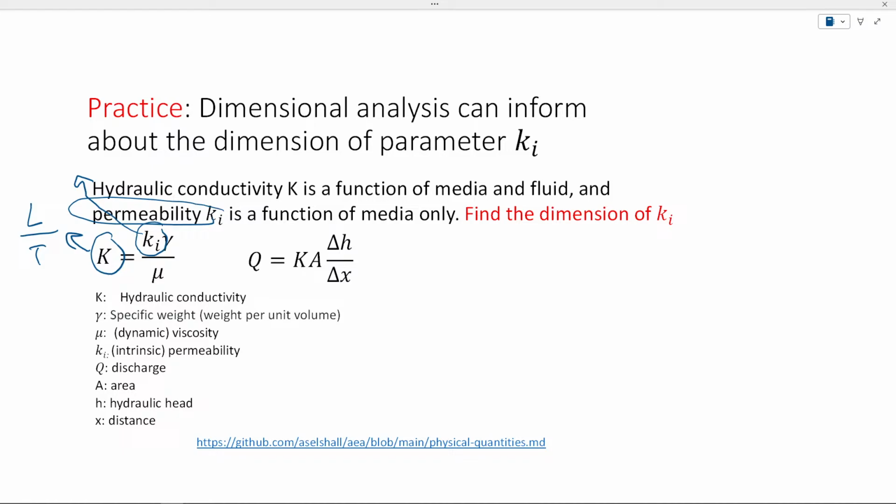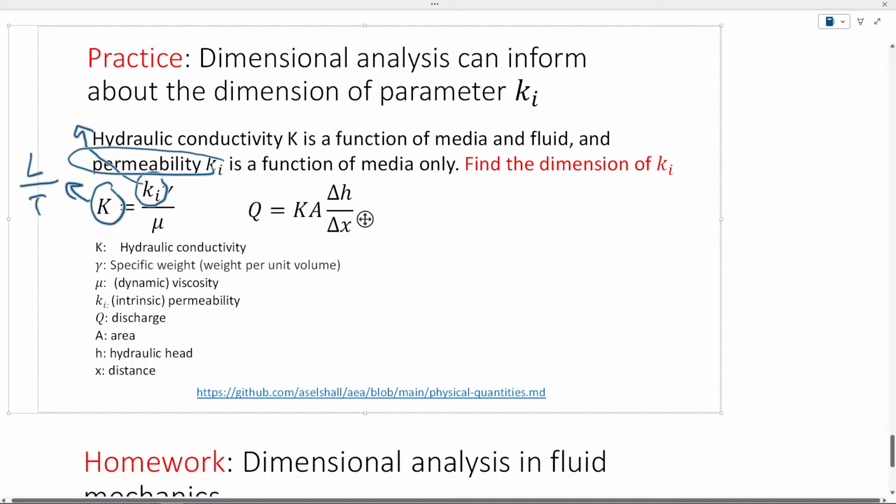So here, this is permeability. This is a specific weight per unit volume. Remember we did this specific weight, and this is dynamic viscosity. So you know the dimension of these. You can derive or check the dimension from any table and then find the dimension of permeability. So try to find the dimension of this guy. Is it L squared, L over T, whatever. And check your answer.